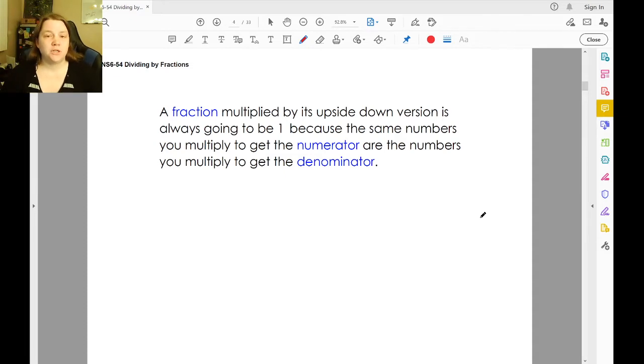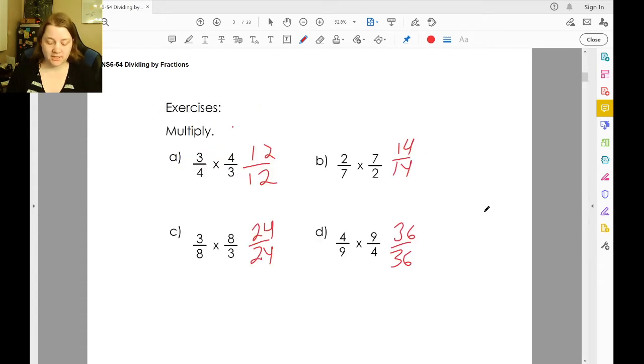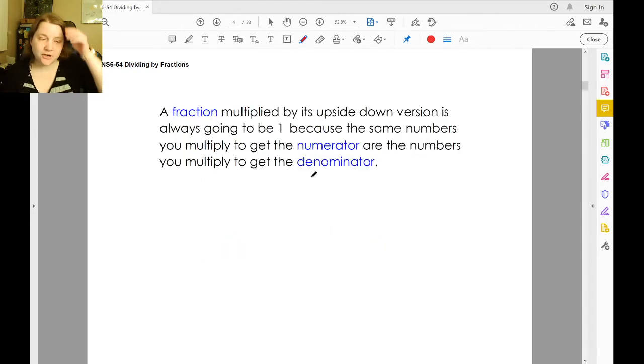A fraction multiplied by its upside down version. Take a moment and notice how all of these are the upside down versions of each other. A fraction multiplied by its upside down version is always going to be 1 because the same numbers you multiply to get the numerator are the numbers that you multiply to get the denominator.